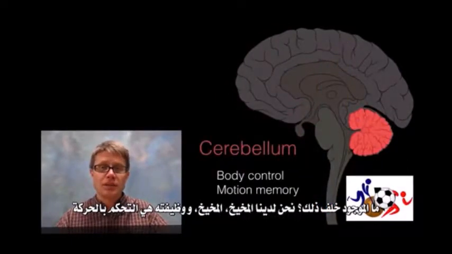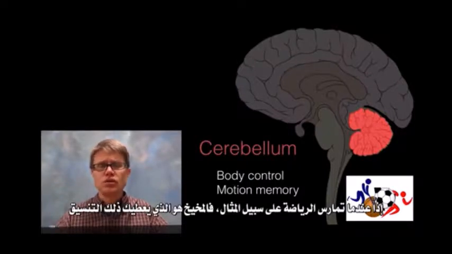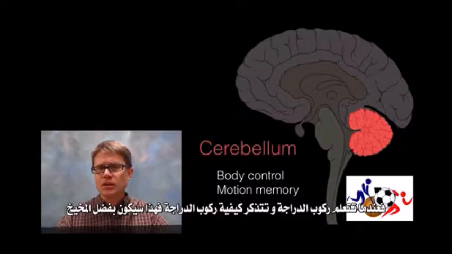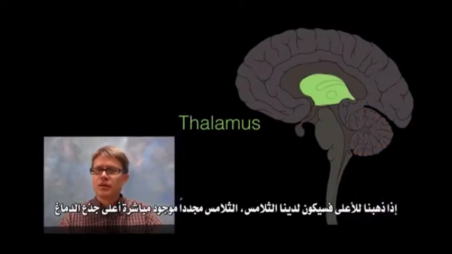We have the cerebellum. The cerebellum, and the function of that is motor control. So as you do sports, for example, it's the cerebellum that's giving you that coordination. And it also gives you motor memory. So as you learn to ride a bicycle and you remember how to ride a bicycle, that's going to be thanks to your cerebellum. If we keep moving up, we now have the thalamus.